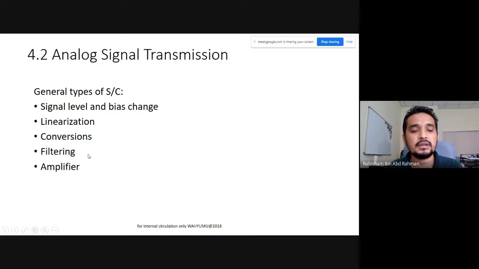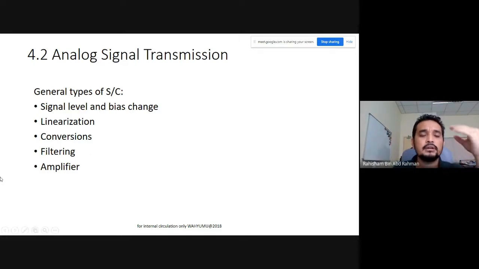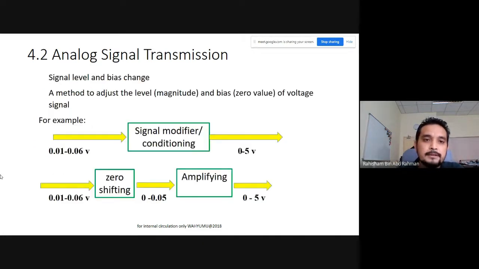Filter, we need to have a filter circuit. And amplifier, we need to have the op-amp circuit, so that the data become readable and useful for analysis and evaluations. Analog signal. For the first one, signal level and bias change.